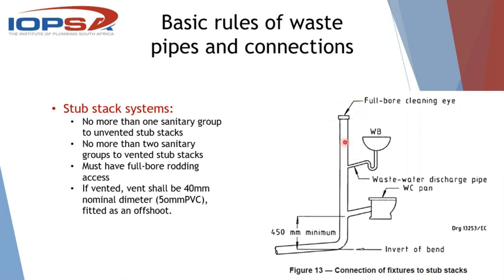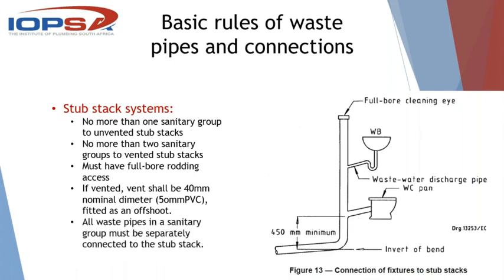This is one of the things that I find most often is not in place in stub stack systems, that full bore access. Remember that this stub stack acts as a rodding point. So it is an access to the drain, which means that these bends at the bottom also need to be slow radius bends and all the rest. We can't put a sharp 90-degree bend there, but that's another topic altogether.